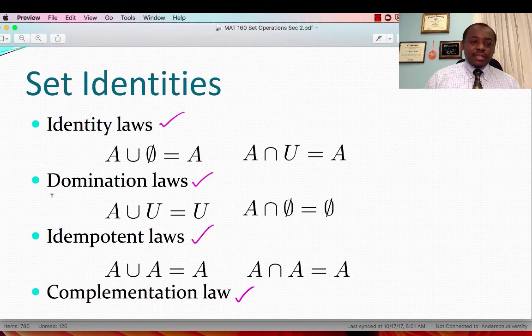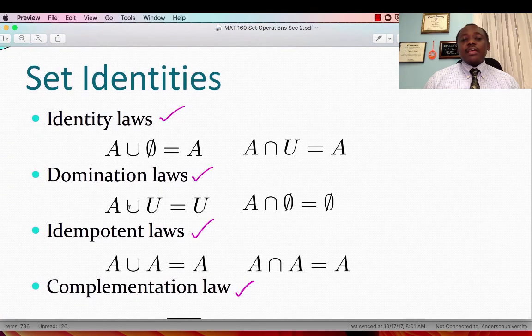Identity laws. A union the empty set is A, and A intersection the universal set is A. Okay, this should be obvious. There is no element in the empty set, so A union the empty set is just A. A is a subset of the universal set, so A intersection the universal set is just A.